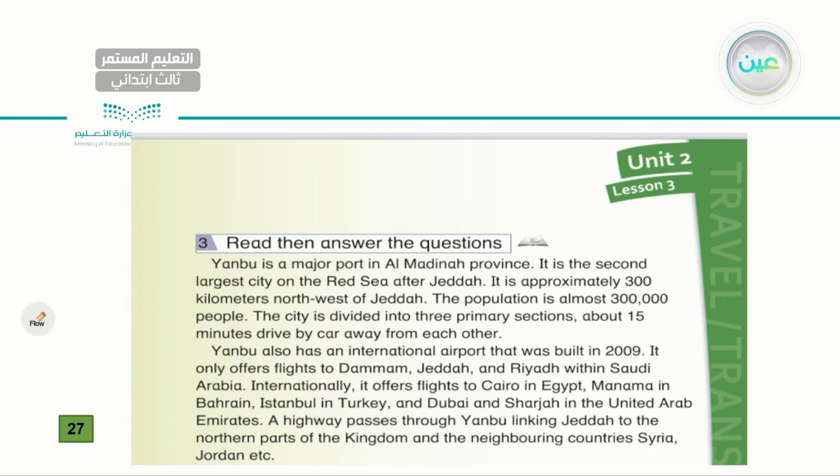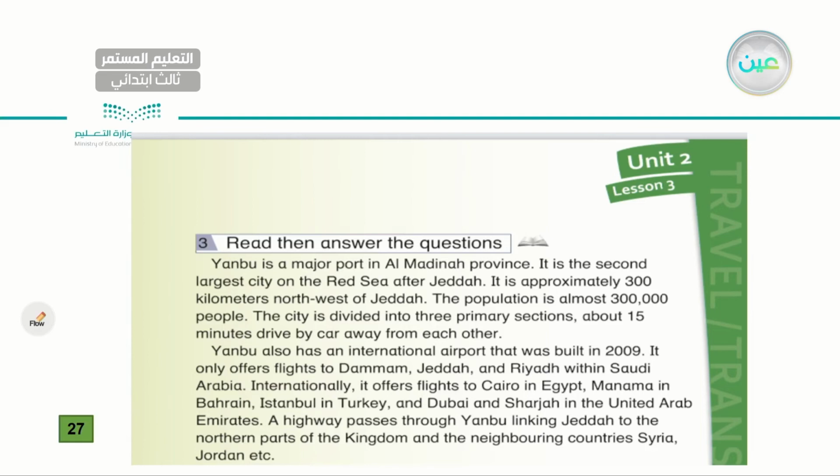Yanbu is a major port in Al-Madinah province. It's the second largest city on the Red Sea after Jeddah. It is approximately 300 kilometers northwest of Jeddah. The population is almost 300,000 people. The city is divided into 3 primary sections, about 15 minutes drive by car away from each other.